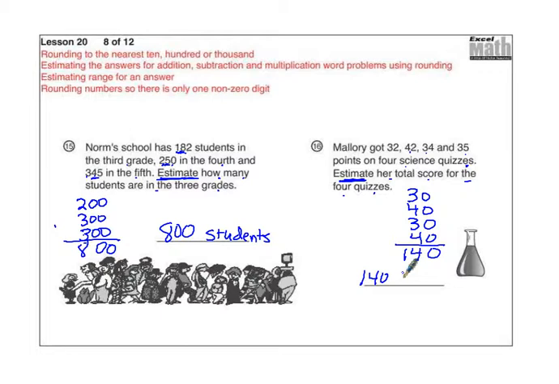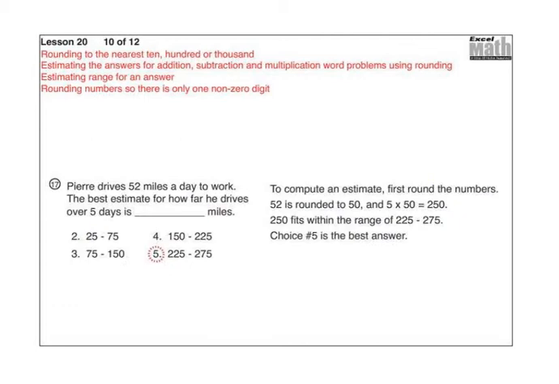Now, what's the label on this one? That's how many points she got on each one. So the correct answer is 140 points. You have to show your work. You have to put a label on your word problems. All right, these are also estimation problems.